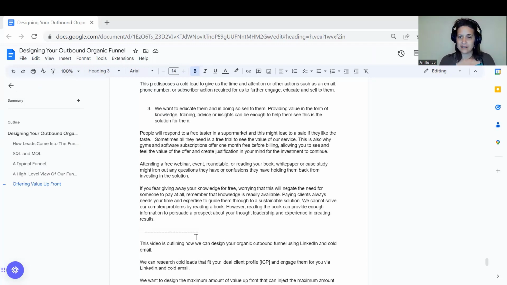Now, the last piece around this of creating value at the top of the funnel is we want to educate them. Now, people are seeking advice and they're seeking knowledge and they're seeking insight. But in doing that, we can sell them into our service, because by providing value in the form of knowledge or training or advice or insight, it won't be enough to solve their problem entirely, but it will be enough to help them see that this is the solution for them.